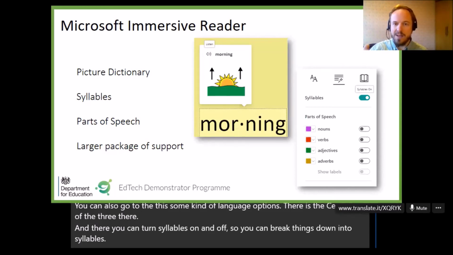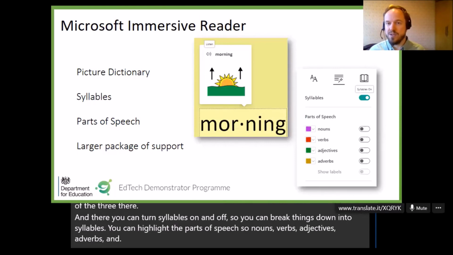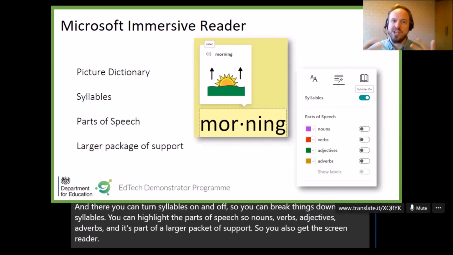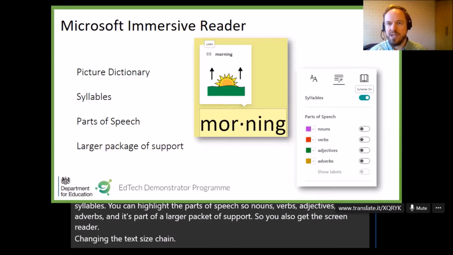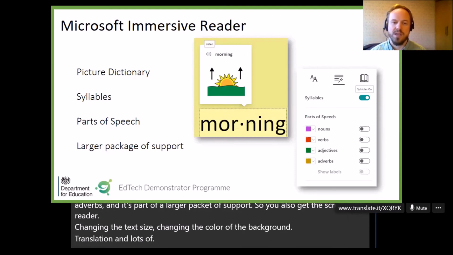You can highlight the parts of speech, so nouns, verbs, adjectives, adverbs, and it's part of a larger packet of support. So you also get the screen reader, changing the text size, changing the color of the background, translation, and lots of different other tools.